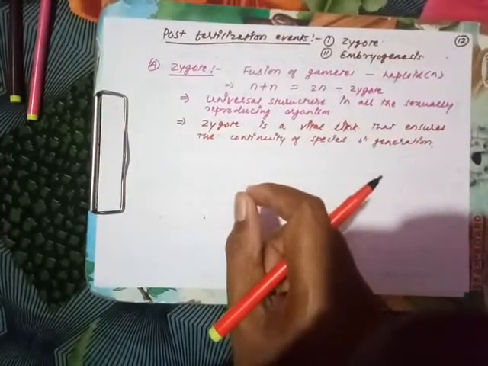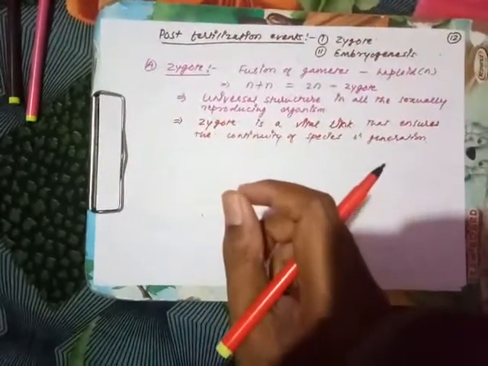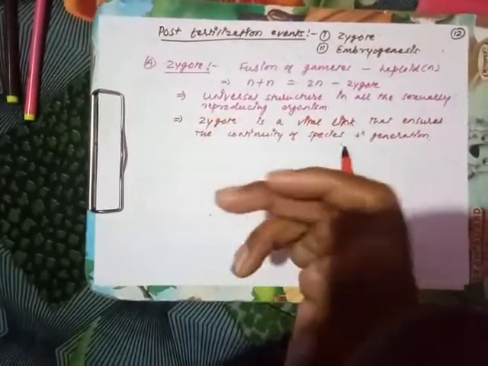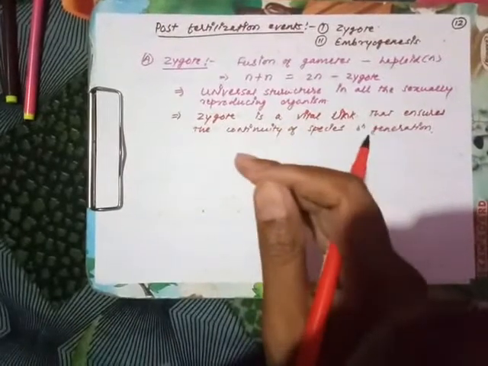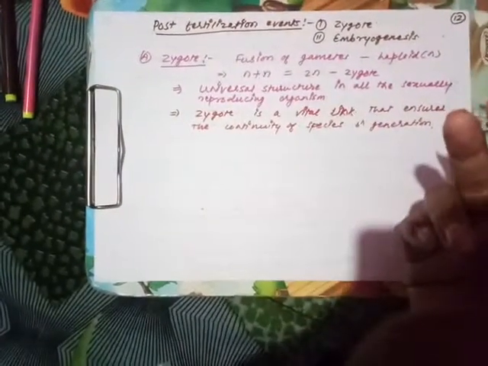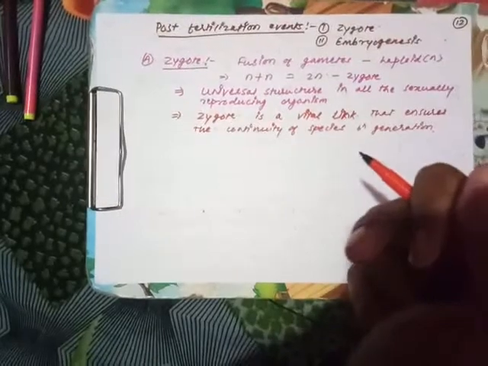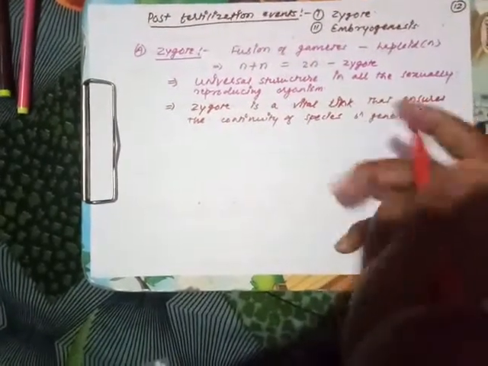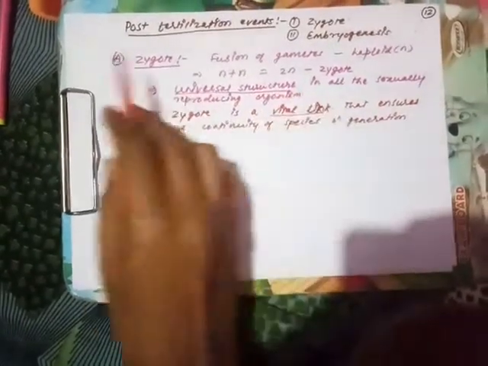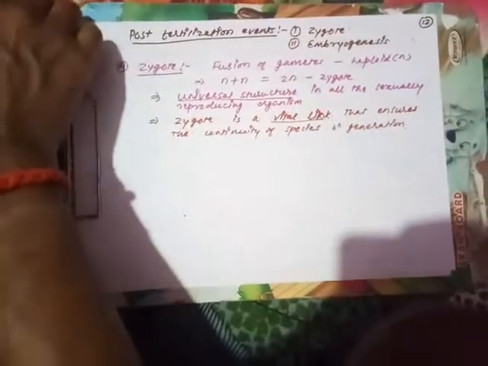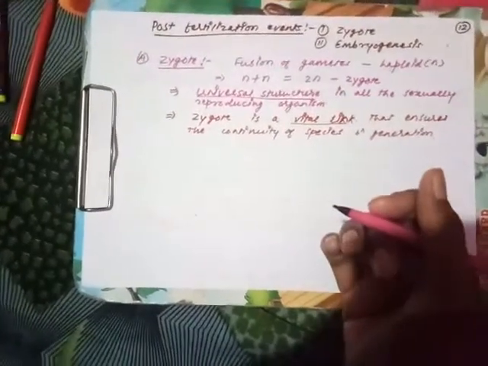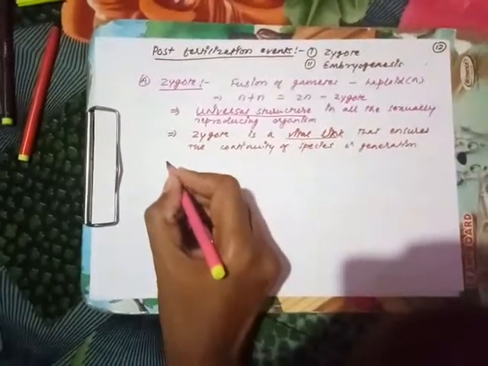Secondly, the zygote is a kind of living link. Living link means the zygote is a living structure formed after fertilization. It ensures the continuity of the germplasm, the continuity of the genes, the continuity of the characters from one generation to the next generation. These are two very important points: the zygote is a vital link and a universal structure which ensures the continuity of characteristics between two generations, from mother to daughter individual, from father to daughter individual. I think it is very clear to you all.